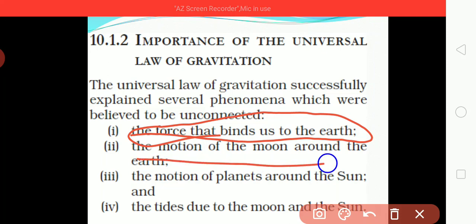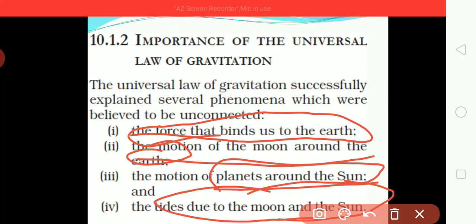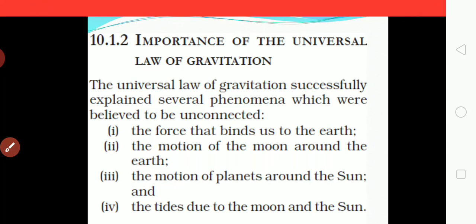Secondly, the motion of the moon around the Earth. That is the second importance. Now the third one, the motion of the planets around the sun. We know it very well, and that also is due to the universal law of gravitation. In the same way, the fourth is the tides due to the moon and the sun. That is also one of the importance of the universal law of gravitation.